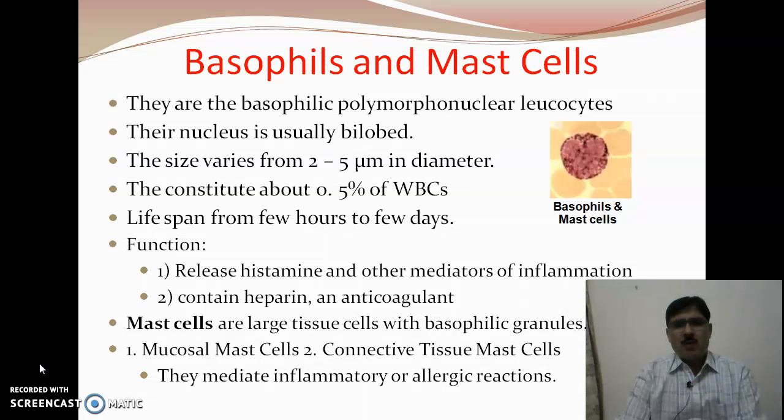The basophils modify into the form of mast cells, and these mast cells are large tissue cells with basophilic granules. The following are examples of mast cells: the mucosal mast cells, which are present in the mucosa, and connective tissue mast cells, which are present in the connective tissue. These mast cells, like basophils, mediate the inflammatory or allergic reactions.